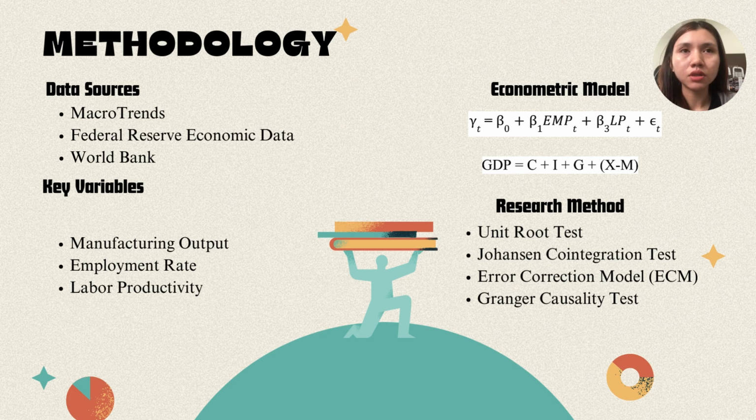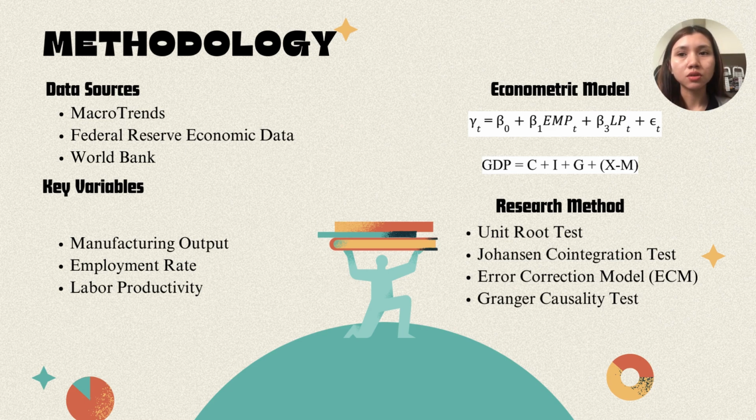I will present the methodology part. This study examines the intricate relationship between employment rate, labor productivity, and GDP in Japan's manufacturing sector over the period from 1995 to 2022. We applied robust econometric techniques tailored for time series data to ensure reliable results.